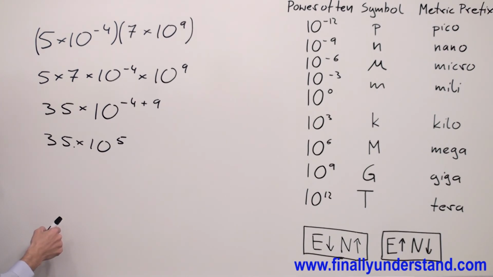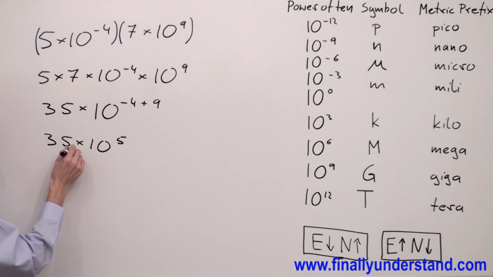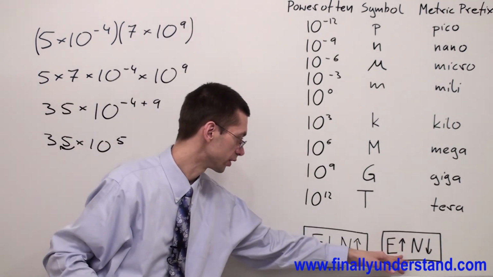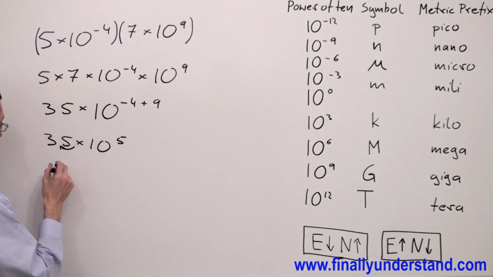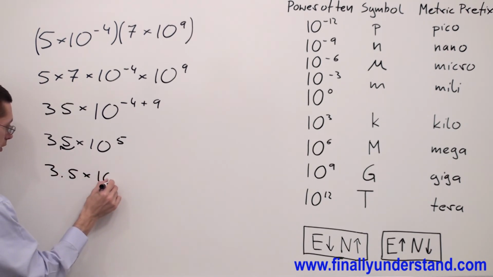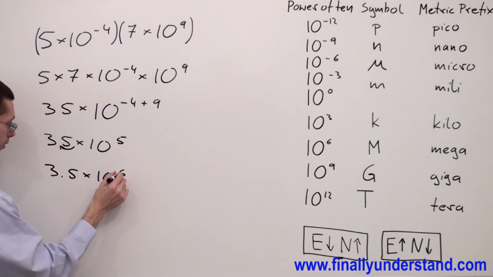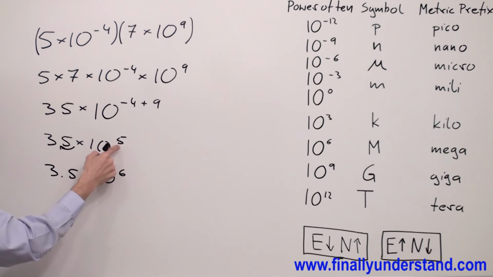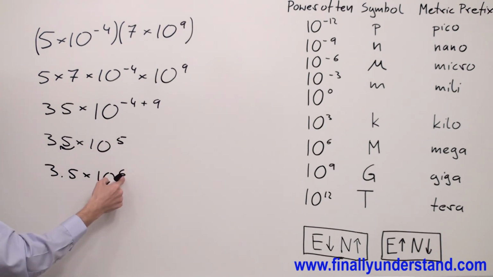Now what I'm going to do, I'm going to move my decimal point once to the left. Anytime my number is getting smaller, the exponent will get bigger. So I'm going to have 3.5 times 10 to 6. Okay. Because I moved my decimal point once to the left, my number got smaller. I have to increase the value of my exponent by 1. So 5 plus 1 gave me 6.